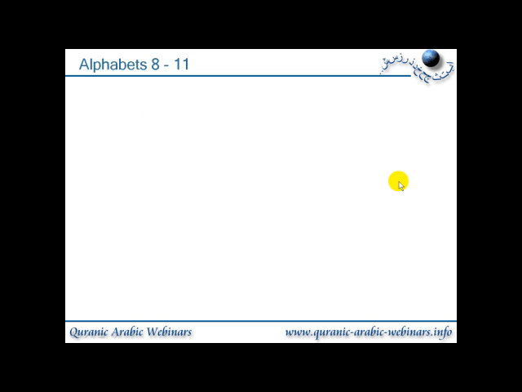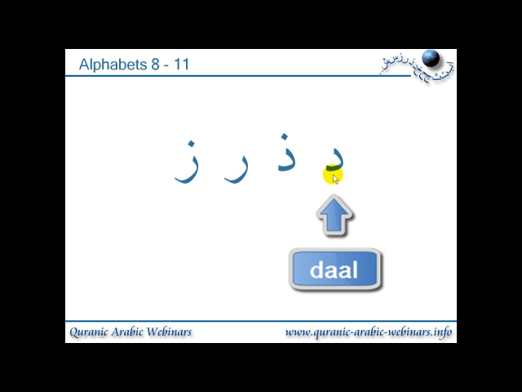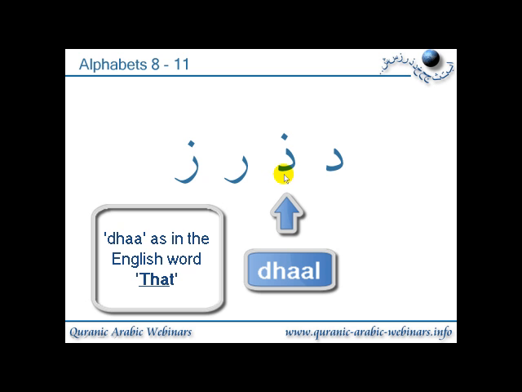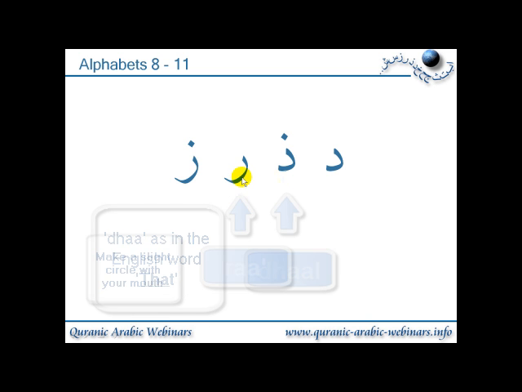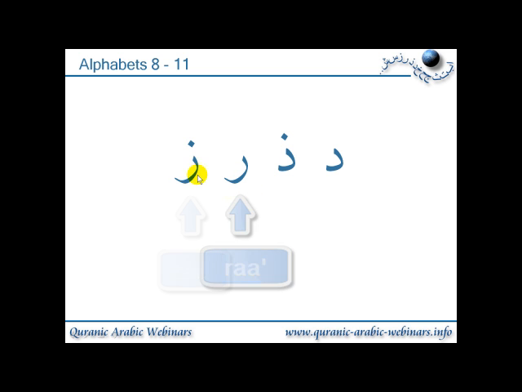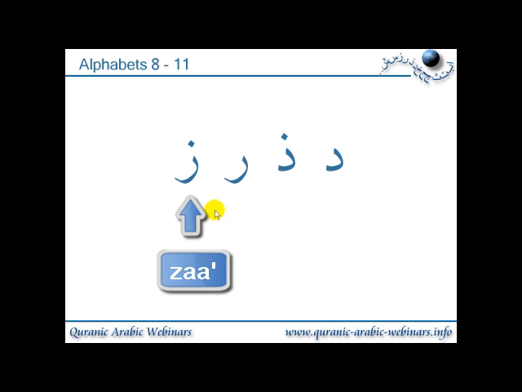Alphabets 8 to 11. These 4 letters look very similar. Notice that the first 2 are very curved and the second 2 are slightly less curved. The first one here without any dot is known as Dal. The next one is known as Dhal. The third one is known as Ra. And the last one is known as Za, and that's got one dot.